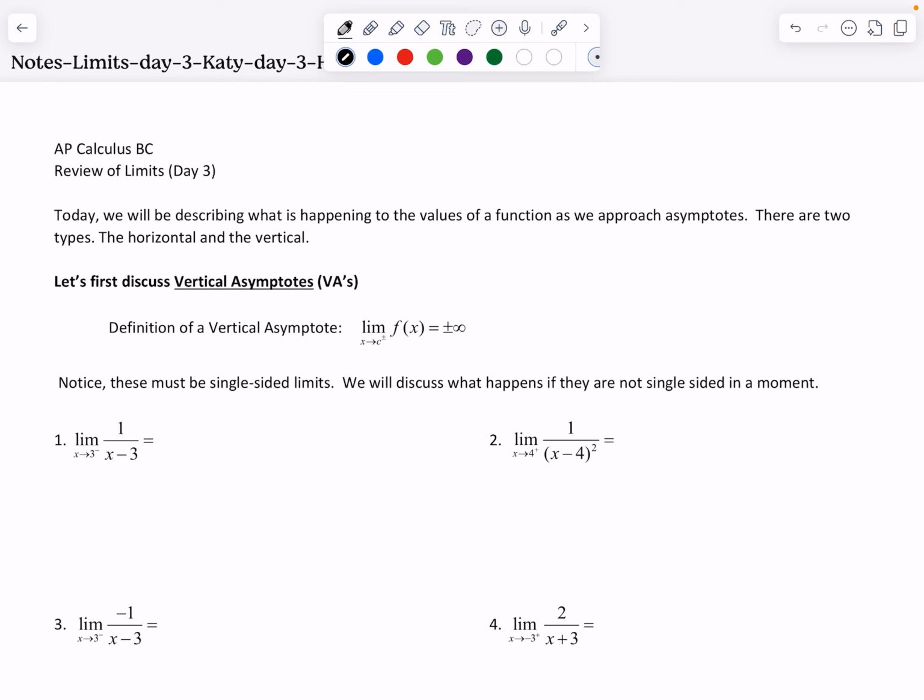Hello, welcome back. Today we're going to talk about limits. Specifically, we're going to be looking at limits at a vertical asymptote. Now, you may recall what a vertical asymptote is.